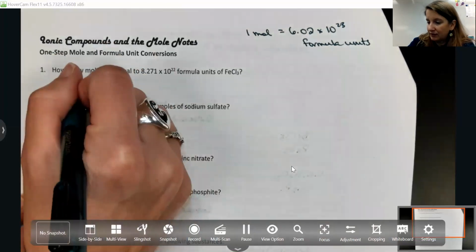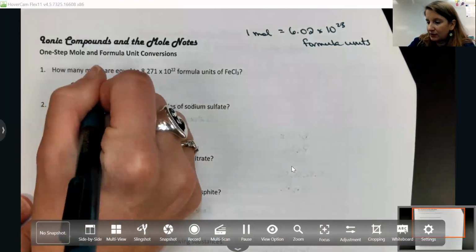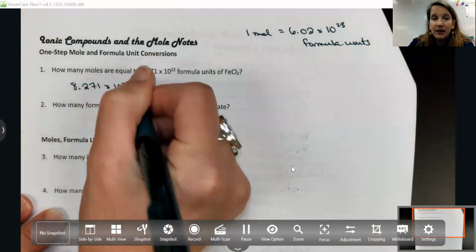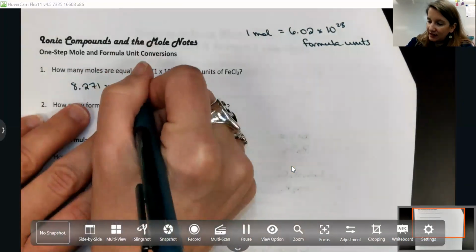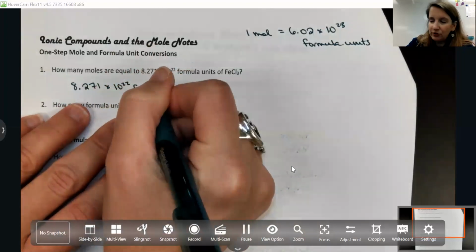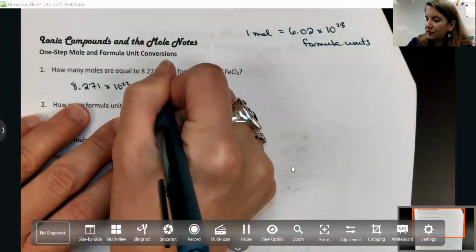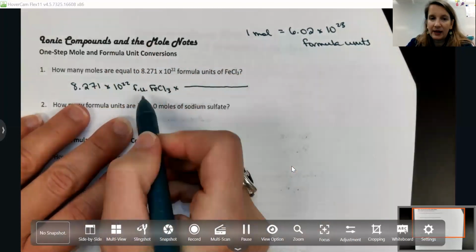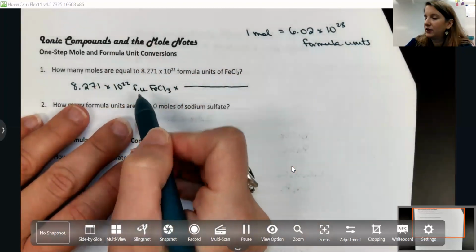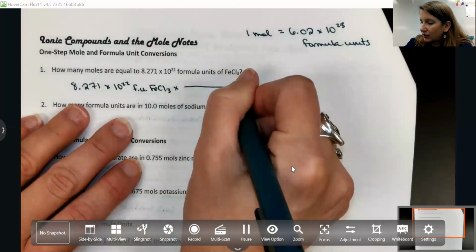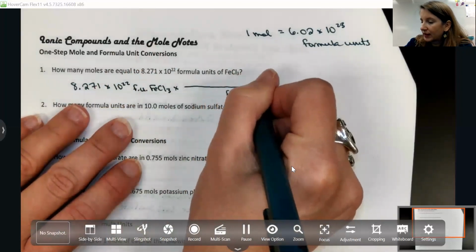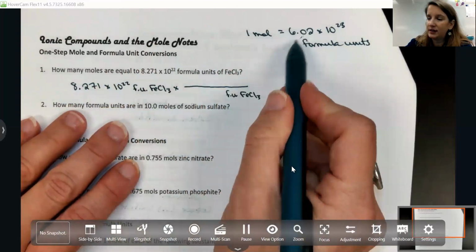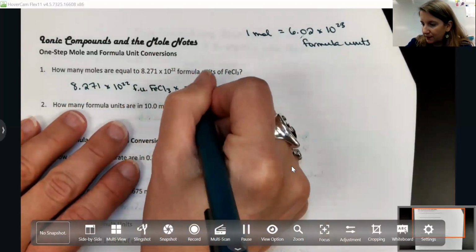So again, reminder, you always start by writing down your given. 8.271 times 10 to the 22nd. You can abbreviate formula units as FUs. Get yourself a little chuckle. FeCl3. We're going to multiply it by a conversion factor. Now, since we have formula units of iron 3 chloride here, we need formula units of iron 3 chloride down here. And if we have formula units down here, the number that's going to go with that is 6.02 times 10 to the 23.